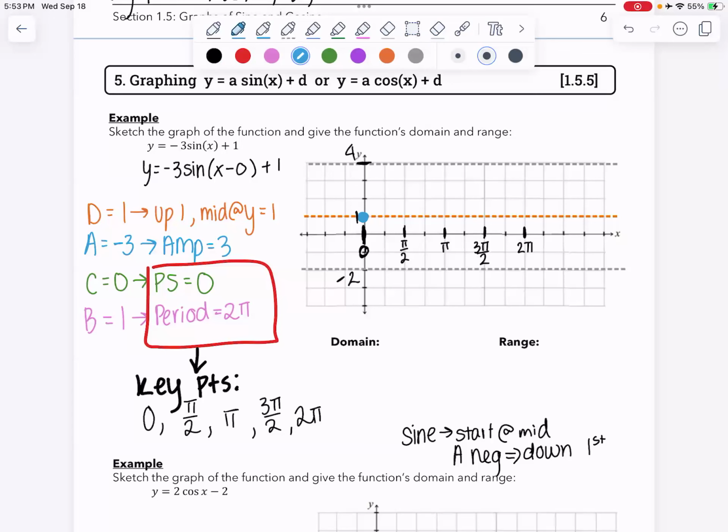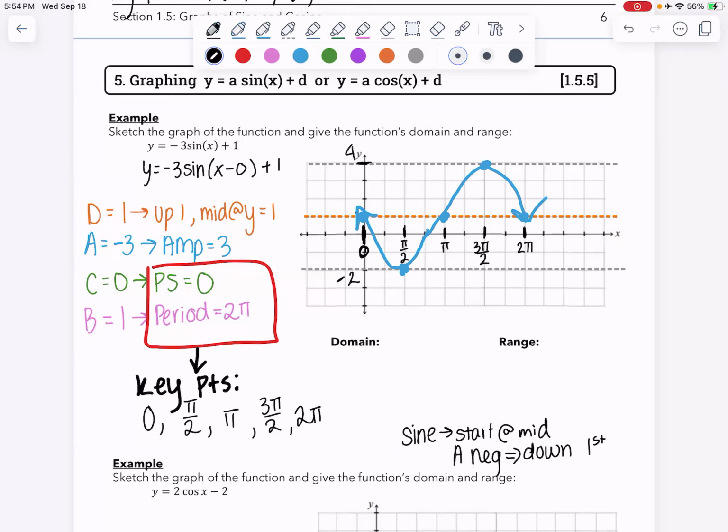And then I just ladder step. So I go down at my next x value, hit the bottom, go back up. It's really tempting to want to put the dot here. It's not, it belongs on that midline. Up to the top and then back down. And that's one period of the function -3 sine x plus 1.